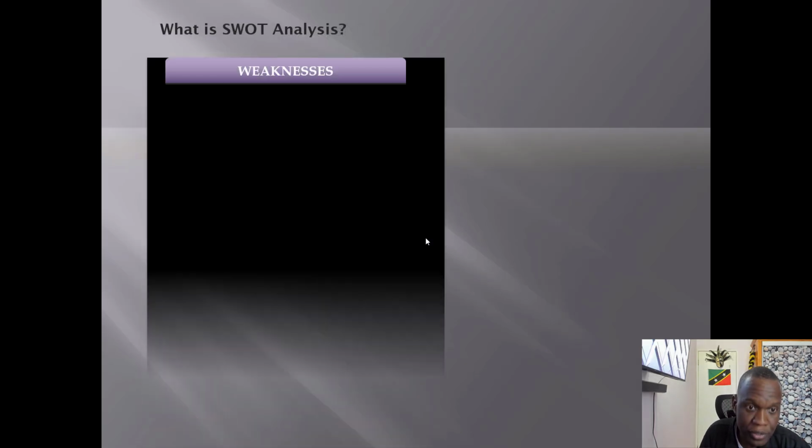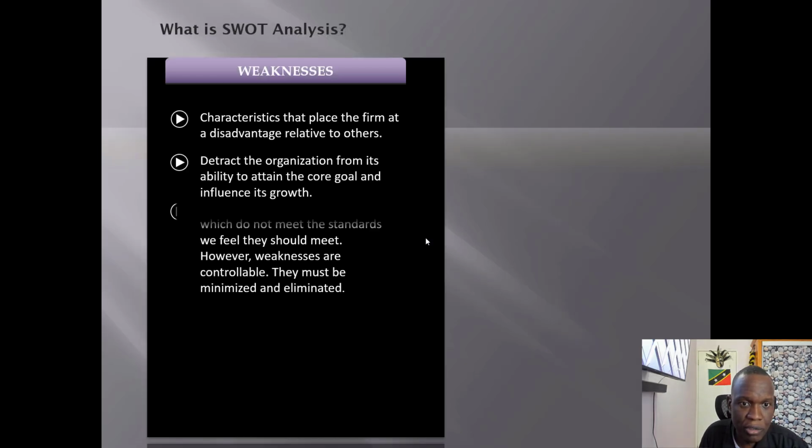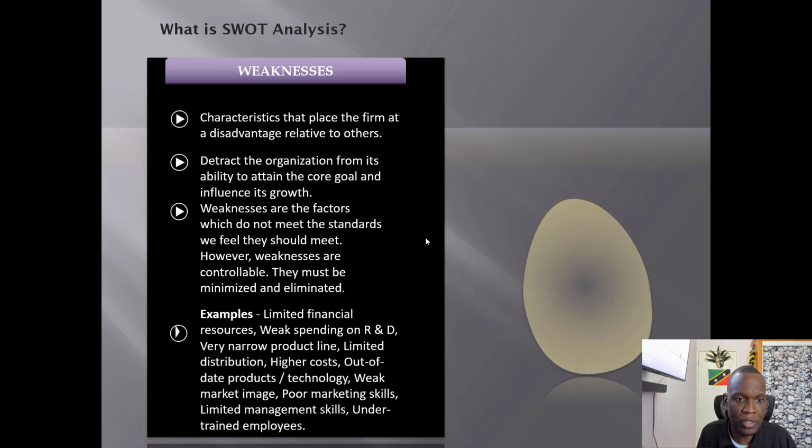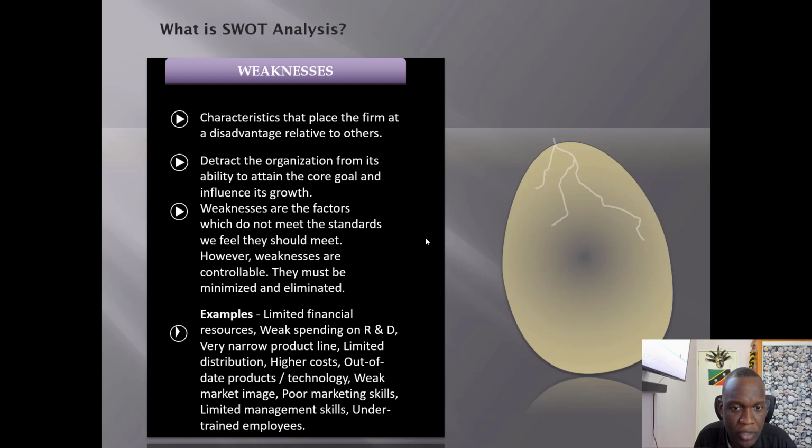Then we have the weaknesses. Characteristics that place a firm at a disadvantage relative to others, right? So this detracts the organization from its ability to attain the core goal and influences its growth. Weaknesses are the factors which do not meet the standards we feel they should meet. However, weaknesses are controllable. They must be minimized and eliminated.